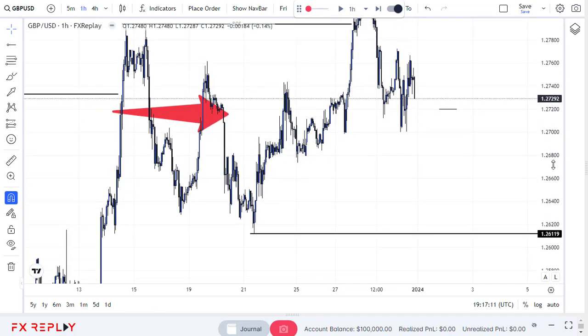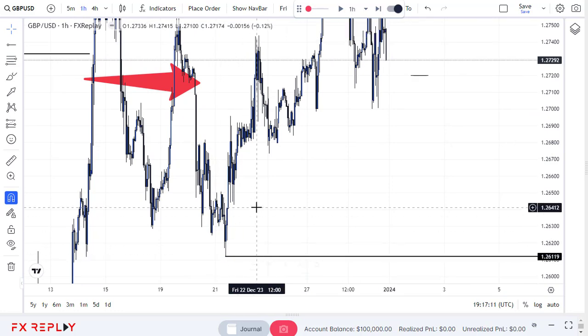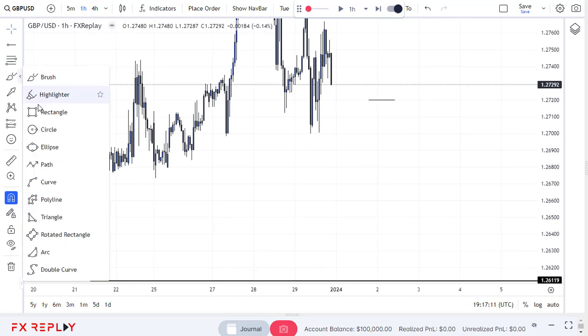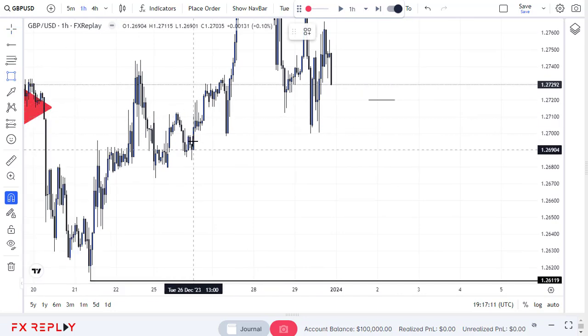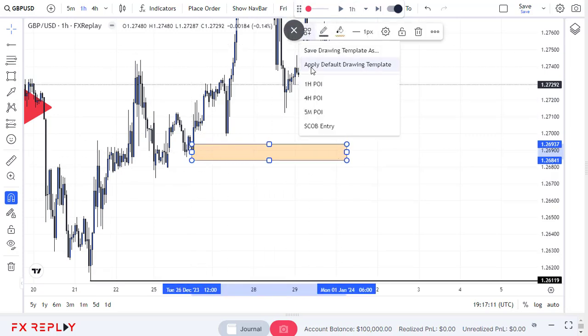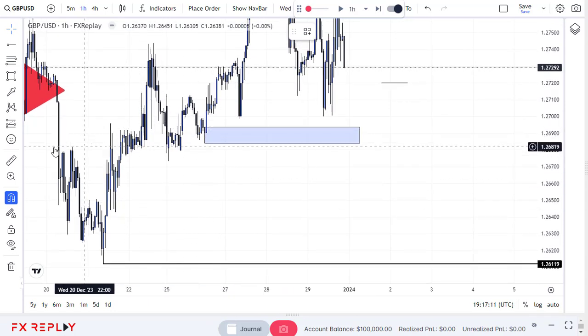What I want to do is mark my POIs. At this point, I can see that there is a very nice POI sitting right here below this discount zone, or on the discount zone. So this is my POI. I'll just mark this and call this my 1-hour POI, and then the extreme. So I'll only trade from 2 POIs. I'll probably record a video to show you the 2 POIs I focus on.